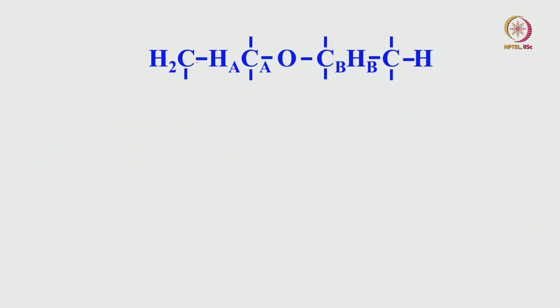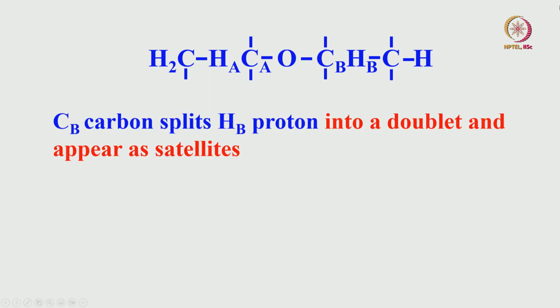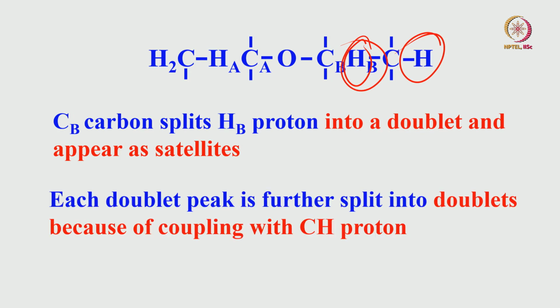What about the other one? If I look at CB now, the CB carbon splits this HB proton into a doublet because of one bond coupling and appears as satellites. But what happened? This proton is further split into a doublet because of this HH coupling, which appears in the satellite spectrum. So, each line of the satellite is again a doublet because of HH coupling. Each doublet is further split into doublets because of coupling with the CH proton. This is how the pattern should come for this molecule.